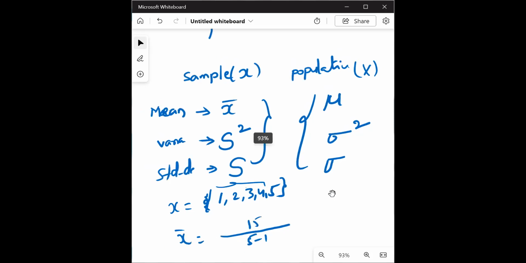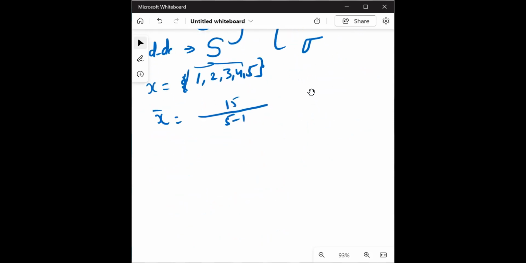Okay, so tell me what the value is. 15 by 4. Is it correct or not? If I'm wrong, it could be a calculation mistake, but this is the approach for calculating the mean of the sample.